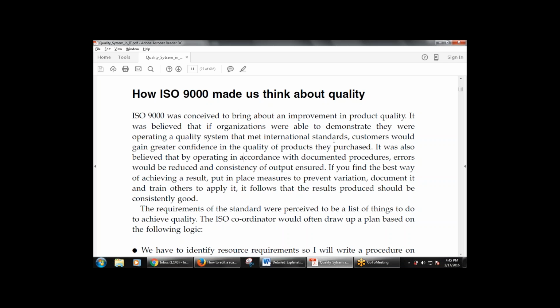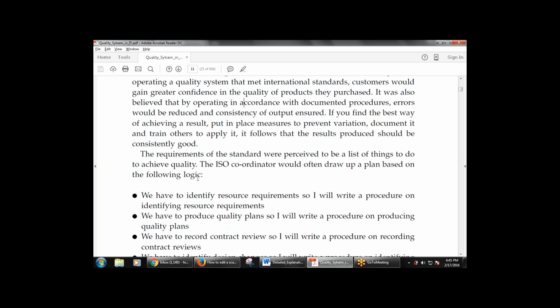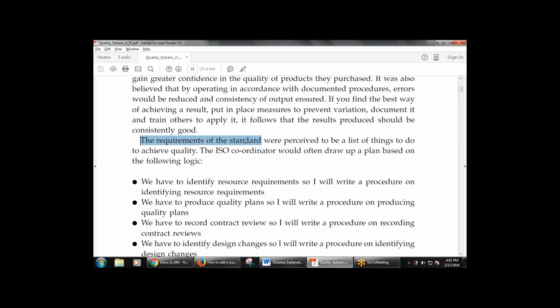So whatever the concept they are gaining, they are thinking about the quality of the product that they purchase. It was also believed that by operating in advance with documented procedures, errors will be reduced and consistency of the output ensured. So whatever the input that is considered is used to gain the requirements. The requirements of the standard were perceived to be a list of things to do to achieve quality.